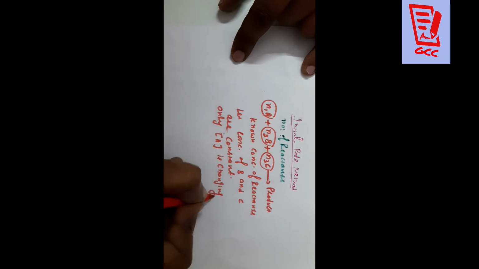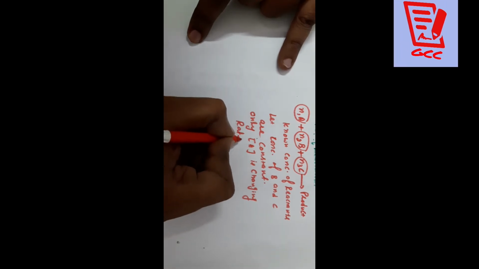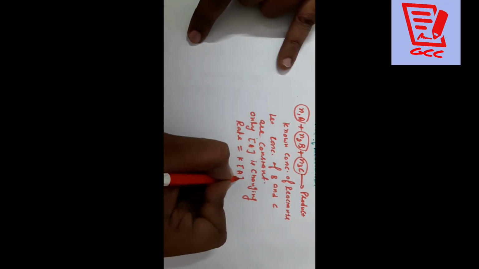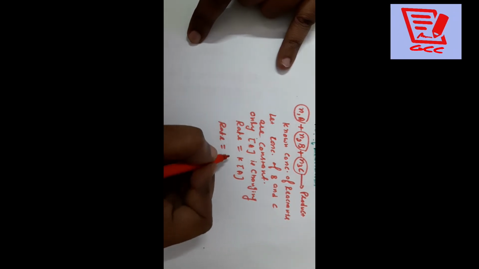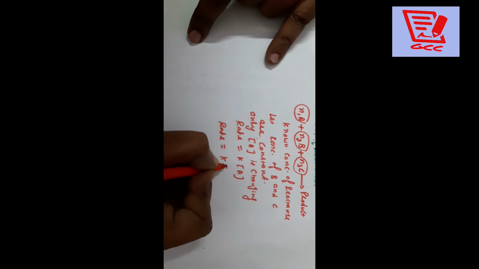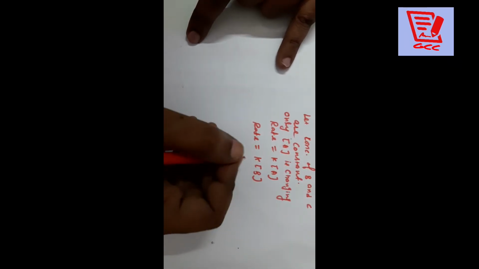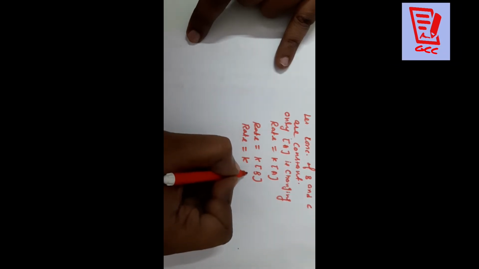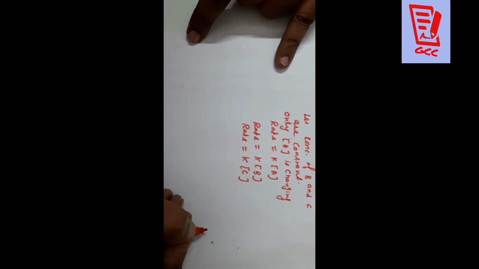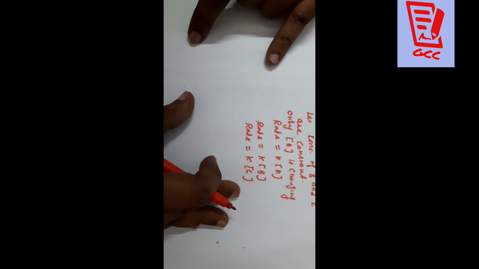Only A is changing. Then what to write? We'll write: rate equals K into A. In the same way, if the concentrations of A and C are constant and only B is changing, then rate equals K into B. If the concentration of C is changing and A and B are constant, then rate equals K into C. Are you getting my point?